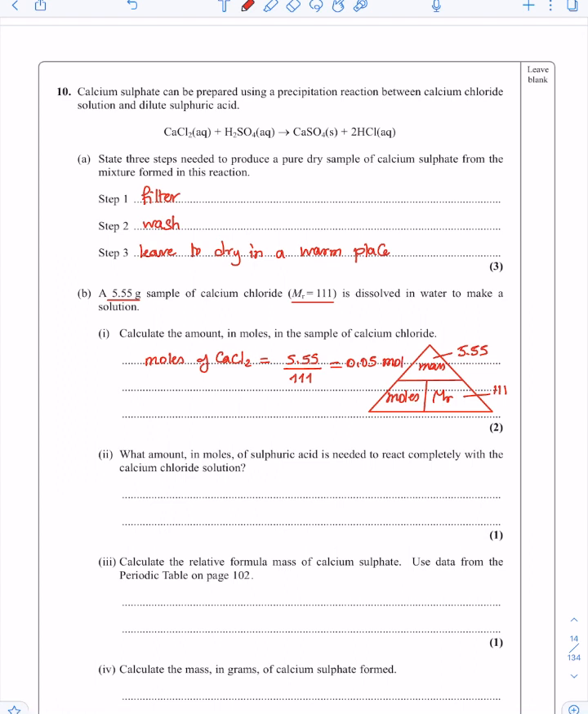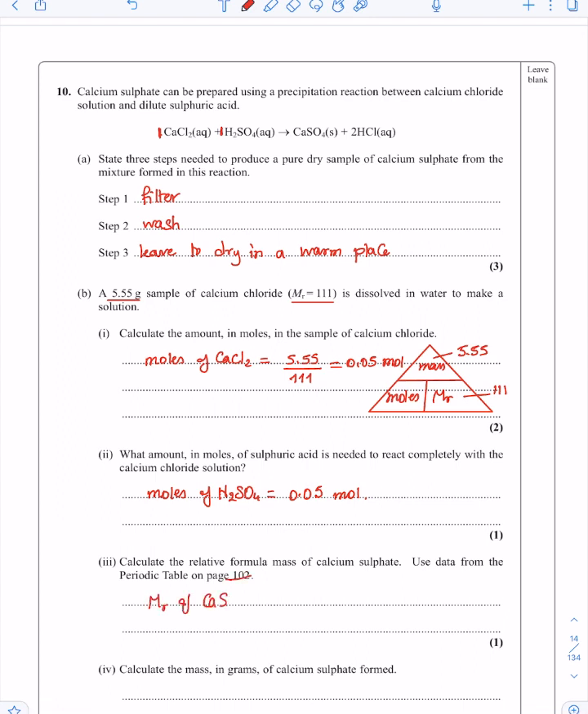طيب double I, what amount in moles of sulfuric acid is needed to react completely with calcium chloride? The ratio between calcium chloride في equation للsulfuric acid 1 to 1 وده معناه ان المولز of sulfuric acid is equal to moles of calcium chloride اللي احنا مطلعينها في I ب 0.05 يبقى هنا برضه هتبقى 0.05 mole. Triple I, calculate the relative formula mass of calcium sulfate.